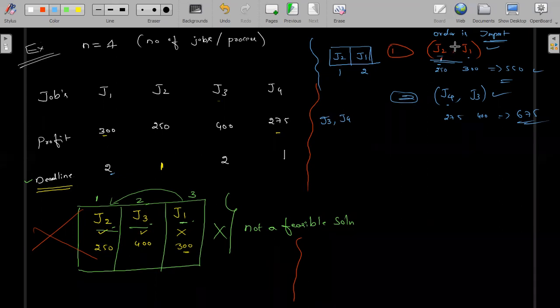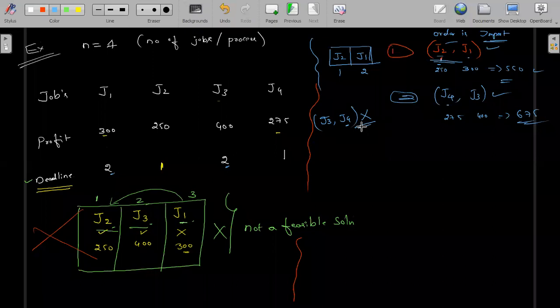Let's take J3 and J4 here. J3, 2 units required, nothing but 2 months. Again, J4, 1 month is required. See here, what happens? J3 is finishing in the first month only. In the next month, it gives J4 to execute. But J4 required the first month, it is coming in the second month. Is it possible to finish? No. So this is not a feasible solution.